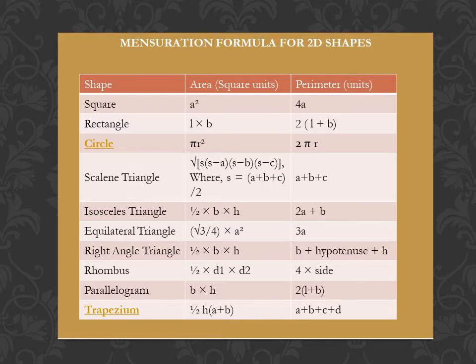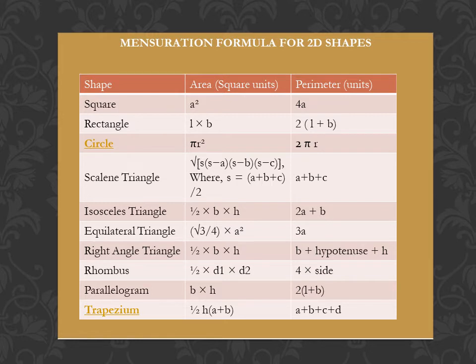In a scalene triangle, Heron's formula states that under root of s into s minus a into s minus b into s minus c gives the area of the triangle, where s is equal to a plus b plus c divided by 2. So what is the perimeter of the scalene triangle? a plus b plus c.